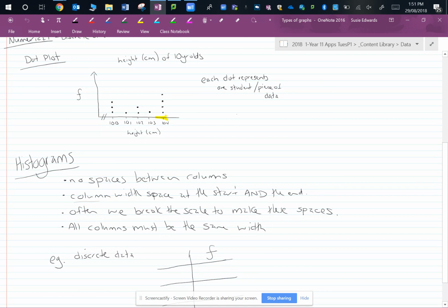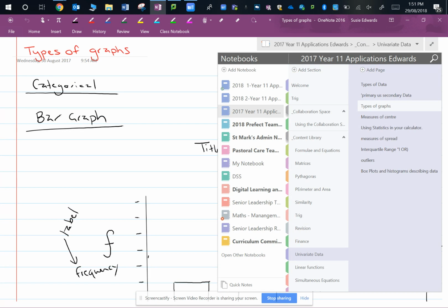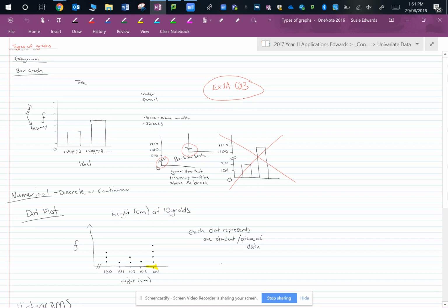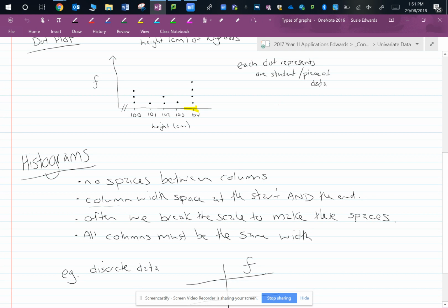All right, so then we looked at histograms. Actually, I'm gonna grab the notes. I'll change these notes over because I think these are better. I've improved over the years. All right, so we then look at histograms. Histograms are, again, for numerical data. There's no spaces between the columns, but there must be a column with space at the start and at the end. Often we break the scale to make these spaces, and all columns must be the same width. So we need to remember that.